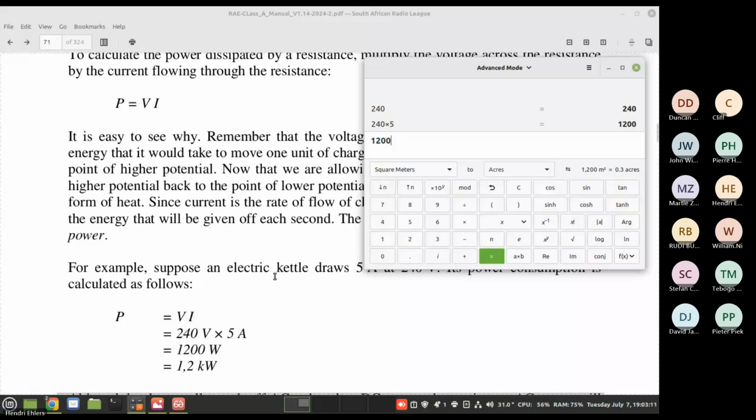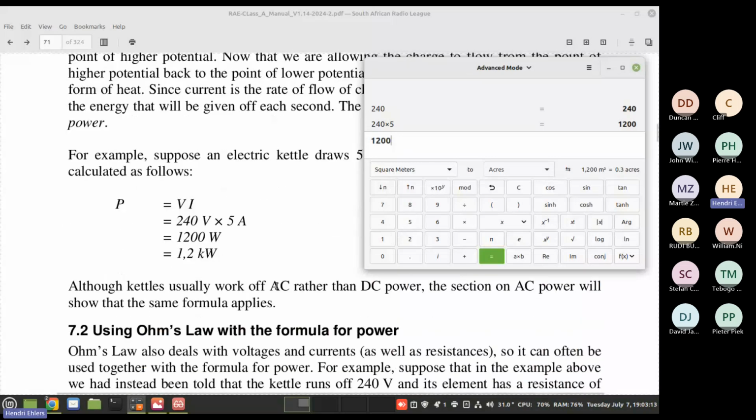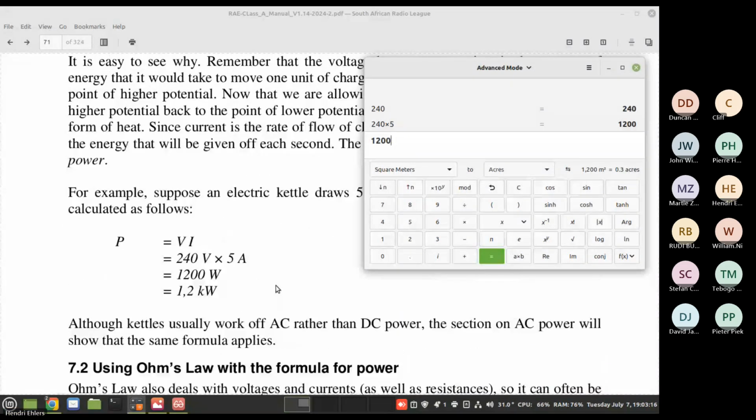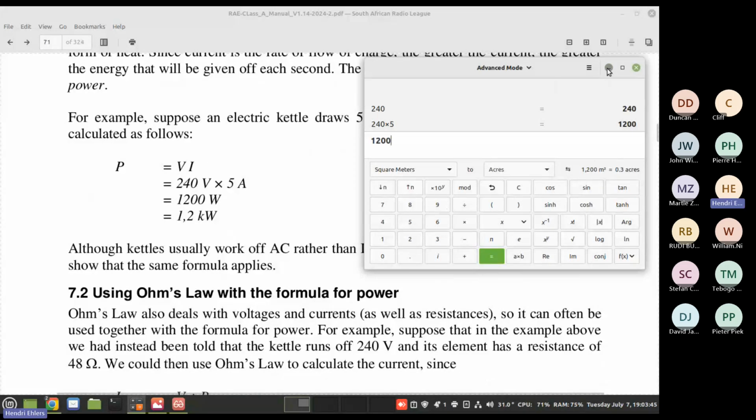So remarkably, their calculation is indeed correct. Although kettles usually work off AC rather than DC, the section on AC power will show that the same formula applies, but only on resistive circuits. When you do calculations on AC on inductive circuits, then it's completely different, and we will get there.